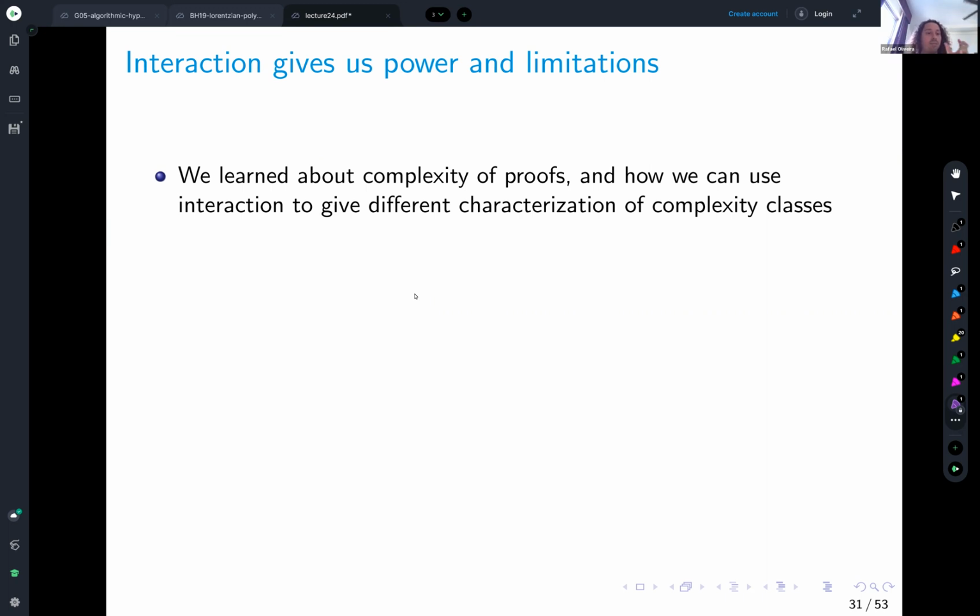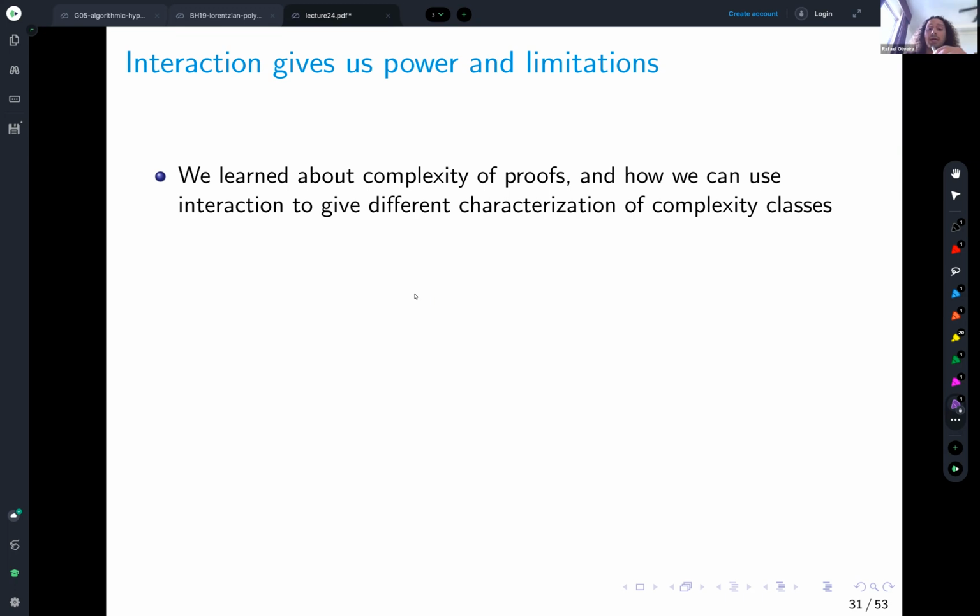It's any system that you devise, which is an algorithm that, given a claim and a proof, can always evaluate whether this proof is correct or not, right? So that's what a proof system is. And then we learned about the complexity of proofs, and how we can use interaction to give different characterizations of complexity classes, right? And this was the concept of the PCP theorem, right?